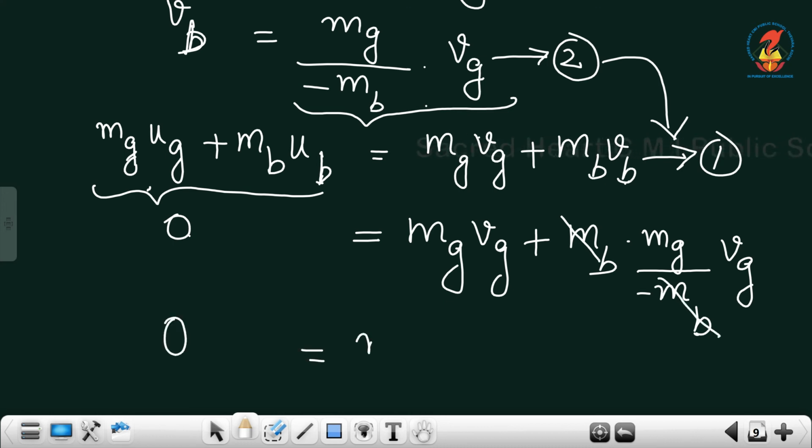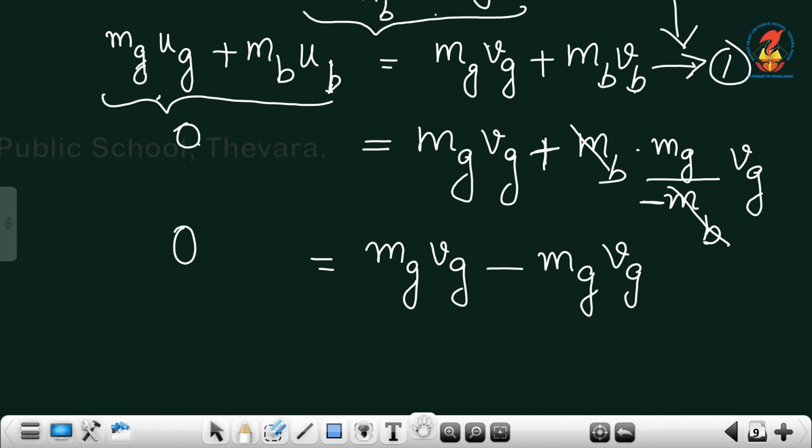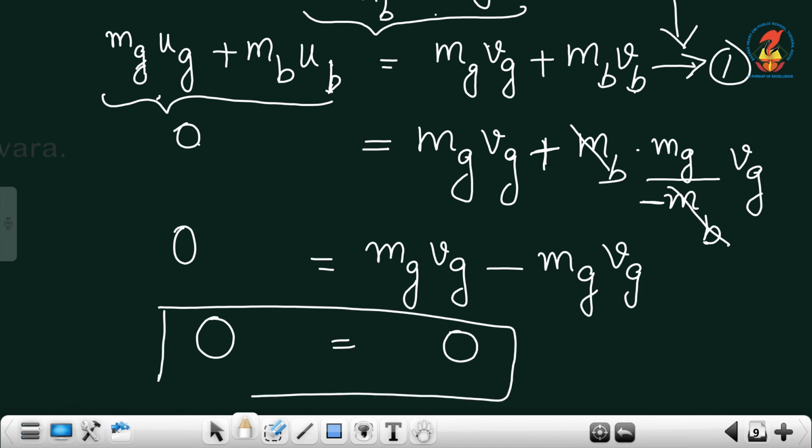So the equation becomes mgvg plus into minus, it becomes minus sign, minus mgvg. mgvg minus mgvg is equal to 0. So we solved that left hand side and right hand side are equal.